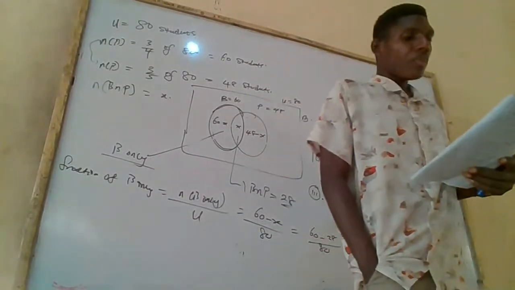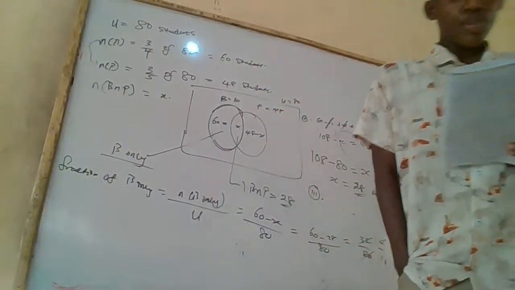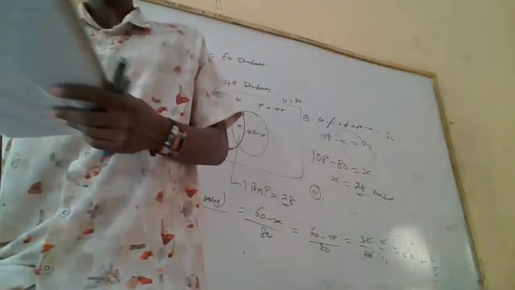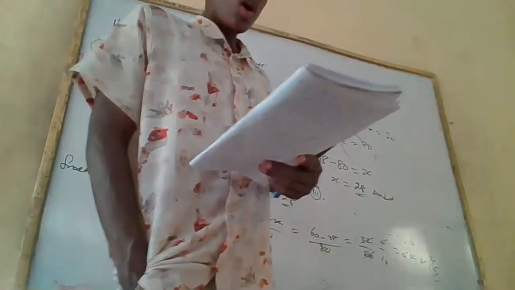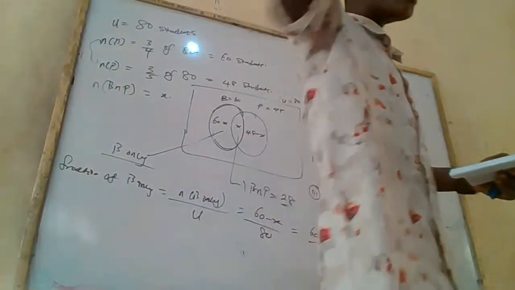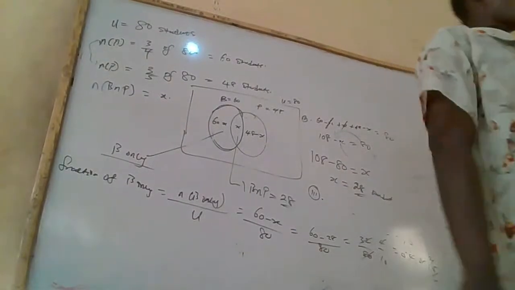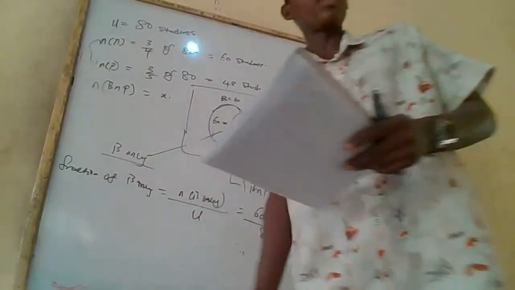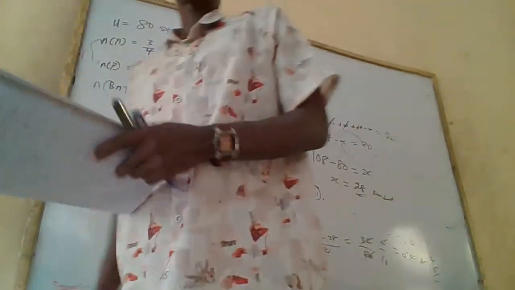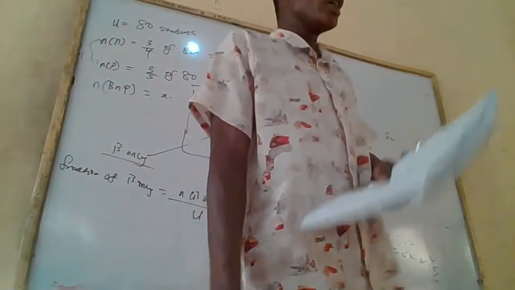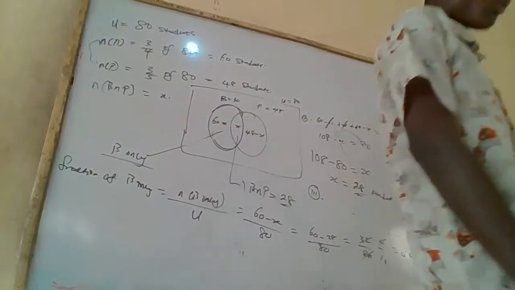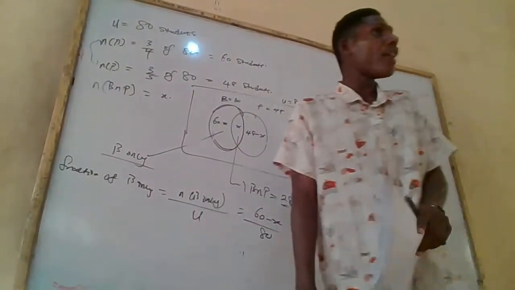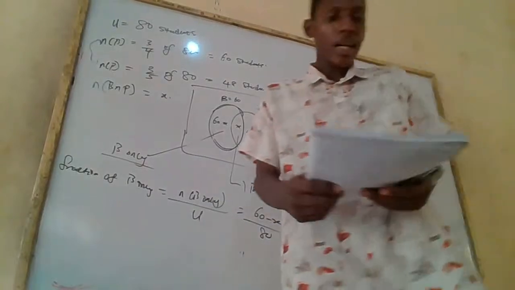Now, P is equal to: all students offering literature, put in bracket L, also offer history. All students offering literature also offer history. Are you there? Now, next line.